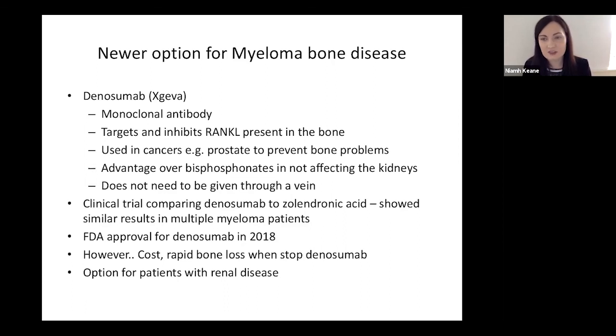It's well established for use in prostate cancer and other cancers. And how it works is it binds to a different target within the bone and inhibits that target. It's actually a monoclonal antibody, and it was approved in 2018 by the FDA. One of the downsides is that, apart from being quite expensive, on withdrawal or discontinuation of denosumab or Xgeva, there can be a rapid loss of the bone, which we don't see with bisphosphonates. So that and other reasons, bisphosphonates remain our first choice of treatment for the bony disease.